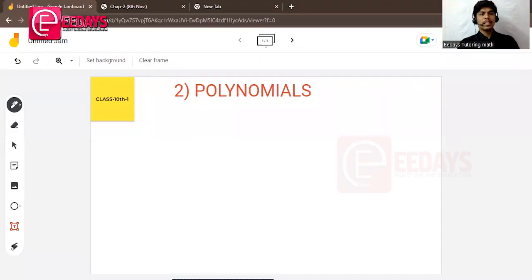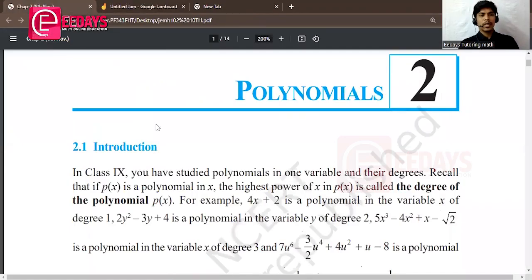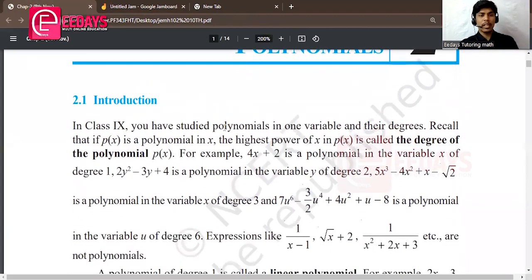All right, let's start our session, guys. Today we are going to start polynomials. Let's recall what we discussed in the previous grades, I mean class 9. In class 9, you learned about polynomials in one variable and their degrees. For a polynomial P of x, the degree is the highest power of x, the highest exponent of the polynomial equation. I think everyone knows it, right?